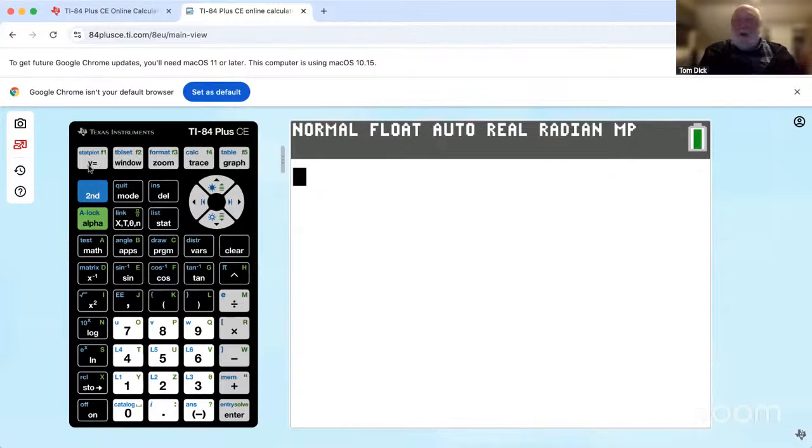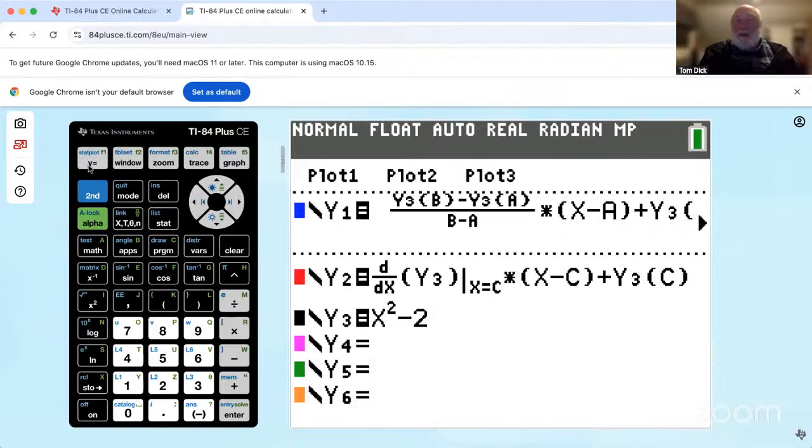I'm going to go to my Y equals menu here. And I've put in some things that might look a little startling at first, but just let me explain what's going on here. Down on Y3, I've got a function. And my Y1 and Y2, what I've set up is a general form for a secant line equation. And a general form for a tangent line equation.